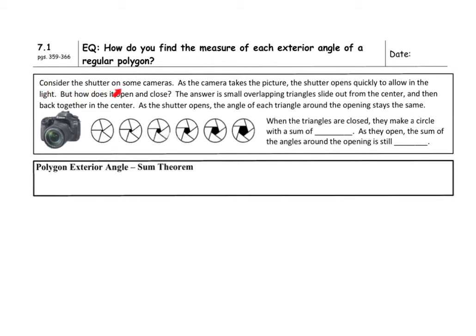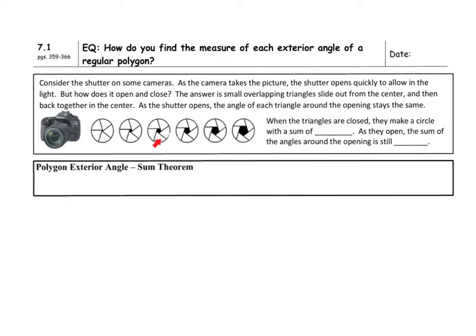So consider the shutter on some cameras. As the camera takes the picture, the shutter opens quickly to allow in the light. But how does it open and close? The answer is small overlapping triangles sliding out from the center and then back together in the center. As the shutter opens, the angle of each triangle around the opening stays the same.